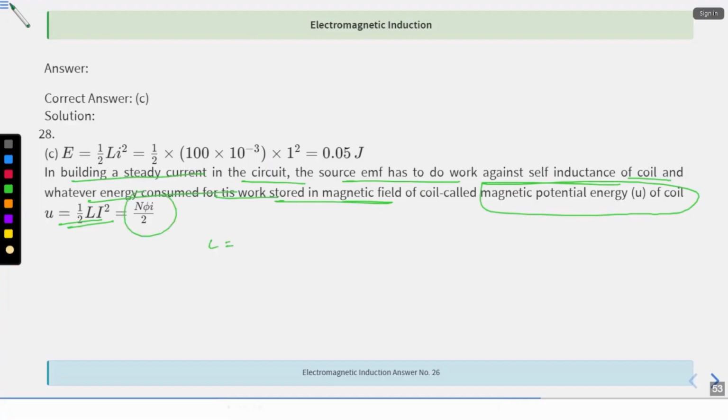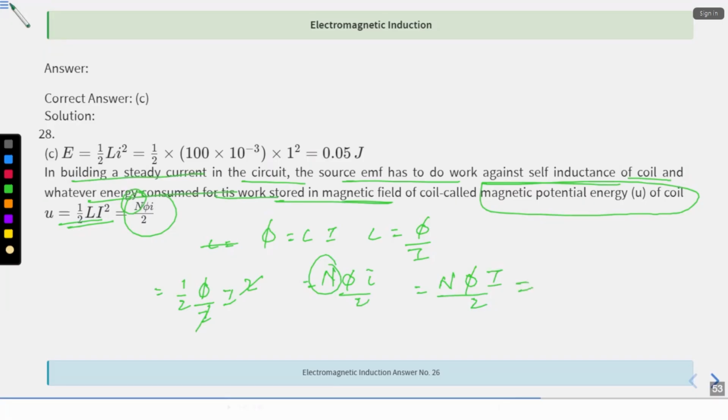If you write L, we know that phi is nothing but Li. So replace L with phi by I. So you will get half phi upon I into I squared. This I and I will get cancelled. So you will get phi I by 2, and this is for one turn; for total number of turns, multiplied by n. So it would be equal to n phi I by 2, which is nothing but half n Li squared. Okay, so let's move ahead.